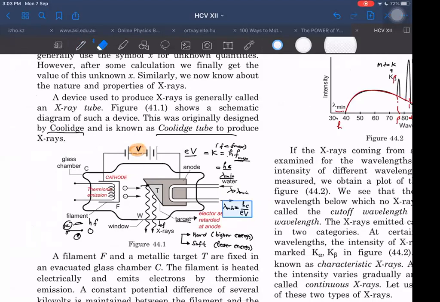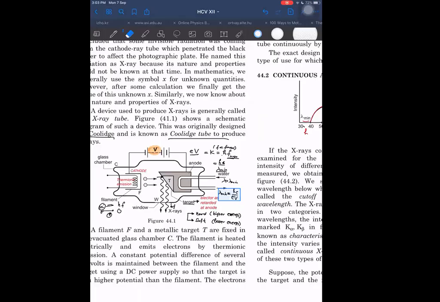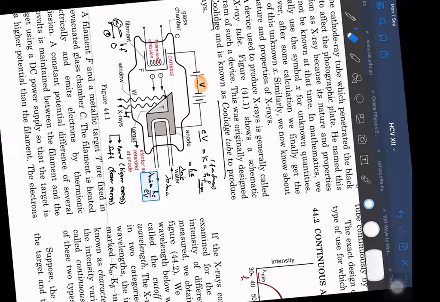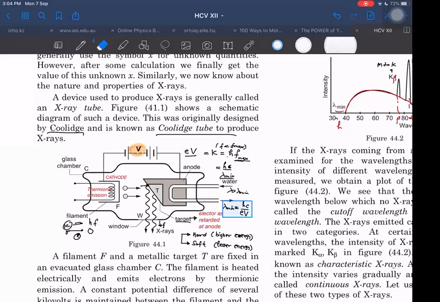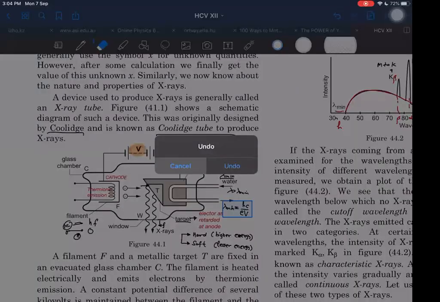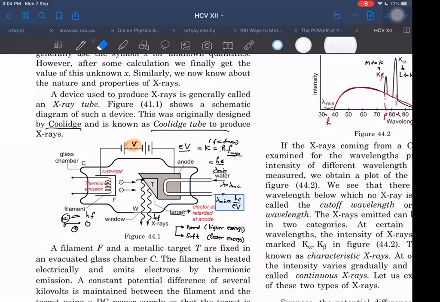Okay, a few things that I expect everybody to learn by now. Do you know what is cathode? What is anode? What kind of target metal do we use? High atomic number target metal. What does this V do? It increases the kinetic energy of the electron, accelerates it. What happens if kinetic energy of the electron increases? We obtain higher energy X-rays. What do we call those X-rays? Hard X-rays.